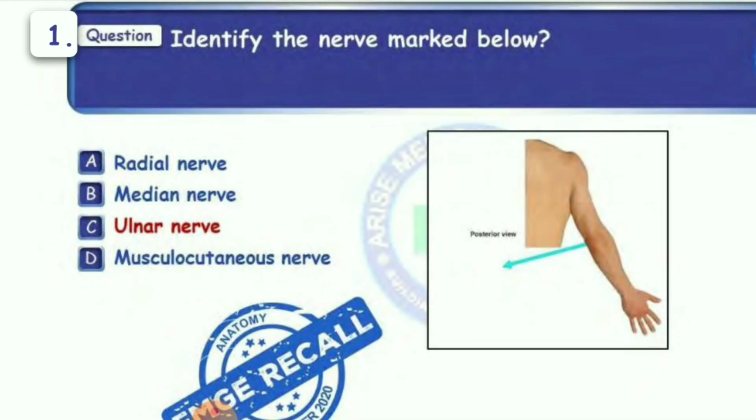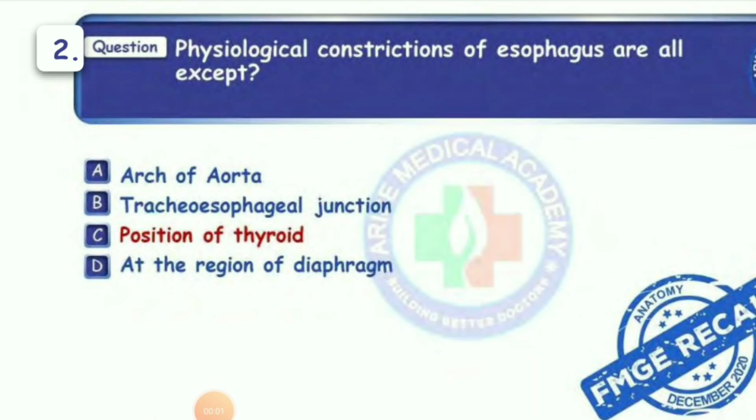Question number 1. Identify the nerve marked below. Options are radial nerve, median nerve, ulnar nerve and musculocutaneous nerve. The answer is ulnar nerve. Next question. Physiological constrictions of esophagus are all except: options are arch of aorta, tracheoesophageal junction, position of thyroid and at the region of diaphragm. The correct answer is position of thyroid.